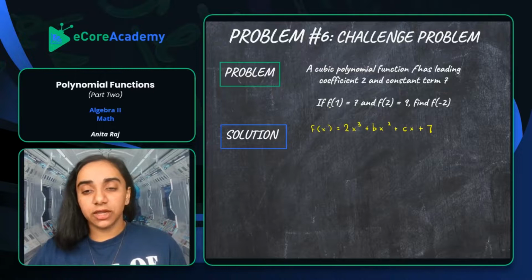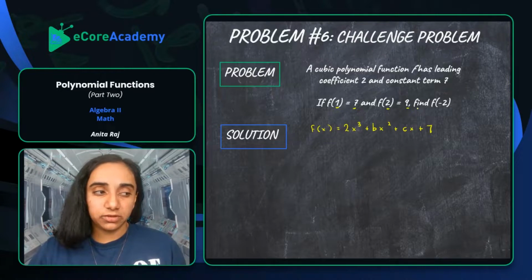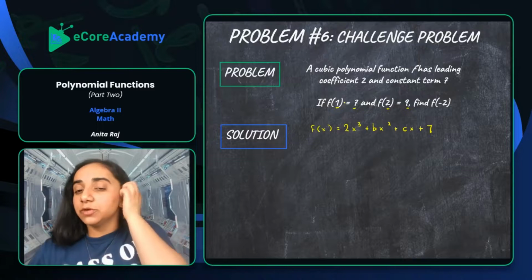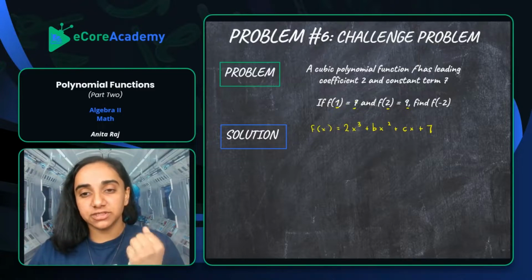Now we're going to be looking at what we've been given. When f is equal to 1, meaning we plug 1 into this, we're given 7. And when we plug 2 into this function, we're given 9. So what are we going to do? We are going to plug these values in for x. So let's do that down here. I'm going to rewrite this because when you plug 1 in for x, the function is equal to 7. That means we can replace f of x with 7.